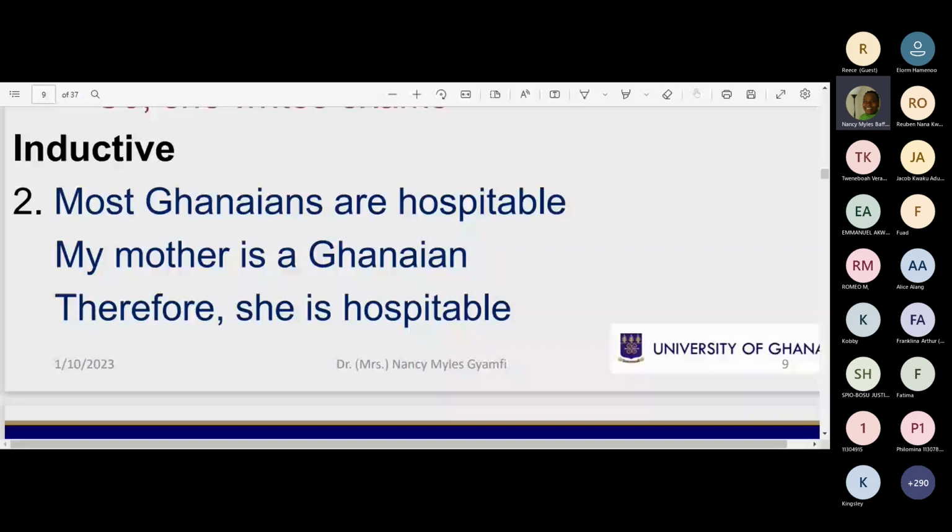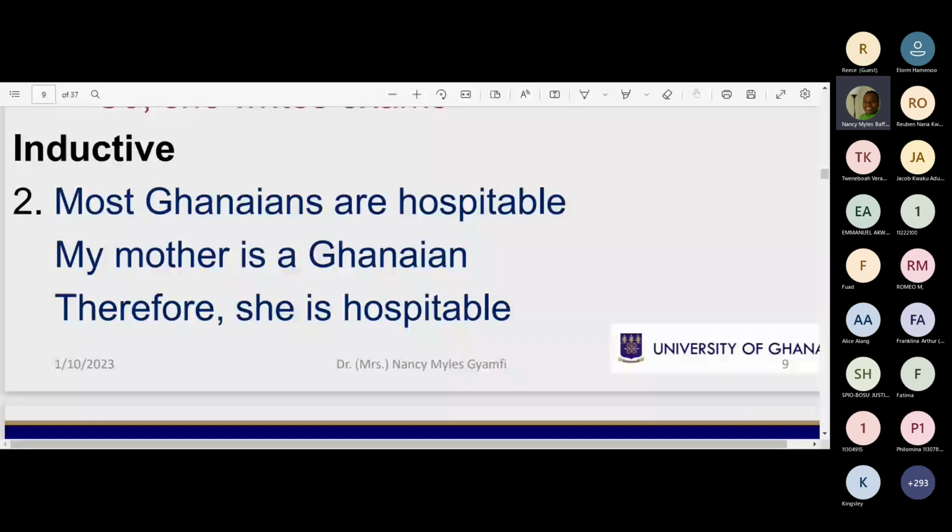So even if I took what you said to be true, that most Ghanaians are hospitable, because most Ghanaians may not be hospitable. But we are not saying that is actually true or actually false. We are saying if. So remember, if it were true that most Ghanaians are hospitable, that's the first premise. Second premise, and that it were also true that my mother is Ghanaian, because my mother may not be Ghanaian. But let's grant it that if it were true that most Ghanaians are hospitable and my mother is a Ghanaian, we took these two premises to be true.